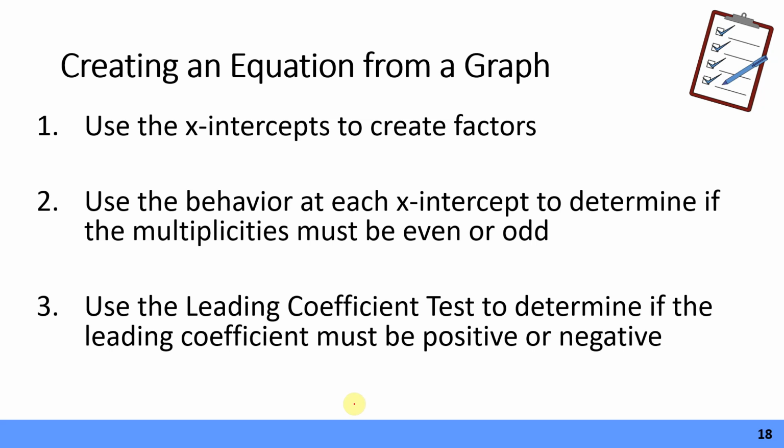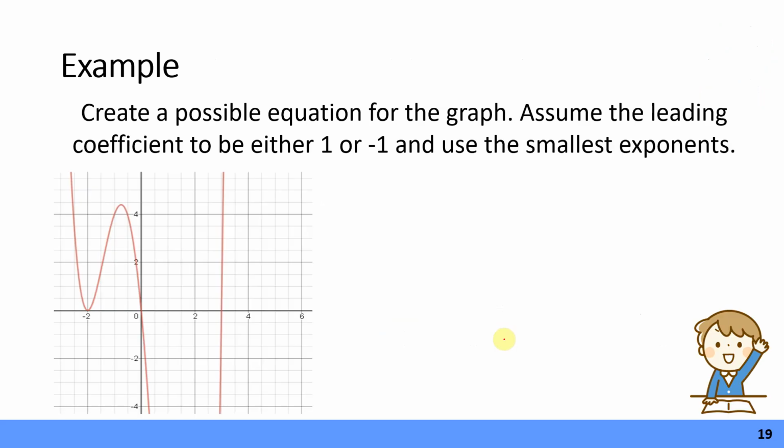Step 2, we're going to ask ourselves, okay, is the graph touching or crossing? And that's going to determine the multiplicity, because remember, multiplicities are even or odd depending on whether the graph touches or crosses. And then the very last thing we're going to do is use the leading coefficient test to determine if the leading coefficient must be positive or negative. Okay, this is going to be fun. We're just going to do 2 of these examples. So look at this. We have a graph, and we're going to have to find the actual function of it.